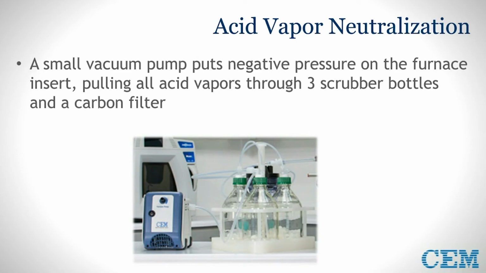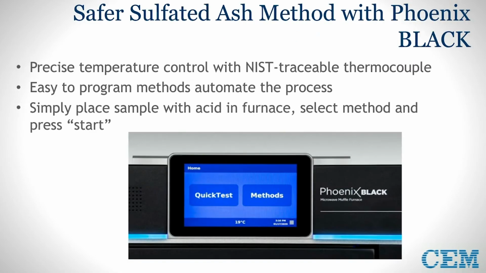But the scrubber system is only half of the equation. The other key feature that allows all steps of this sulfated ash analysis to be performed inside the muffle furnace is the ability to precisely control temperature at every step throughout the process. We do that with a NIST traceable thermocouple and easy to program methods that automate the process. So with this software and with the scrubber system, users can simply place that sample inside the furnace, select the method, and press start.